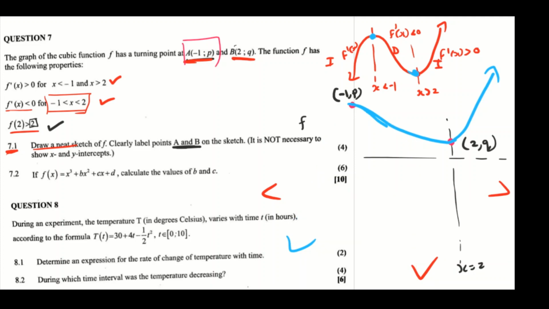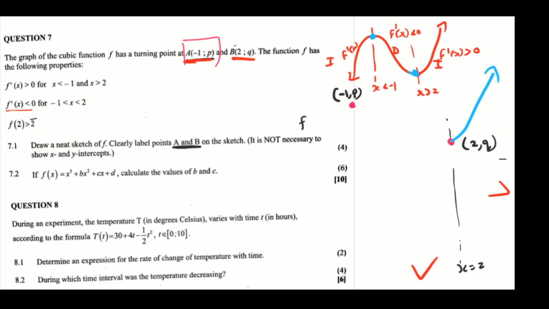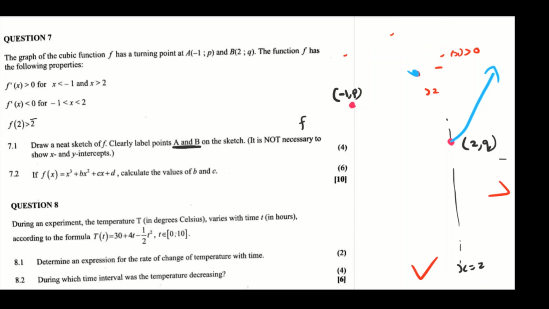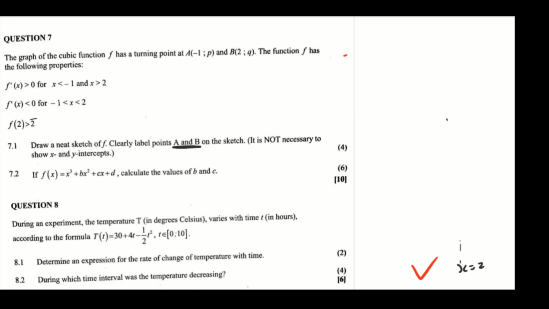Anyways, let's now go to 7.2, which is also interesting, by the way. It's really interesting because you need to find the value of B and C with what's given, right? So to find B and C, you'll do the following. Find the value of B and C given this.